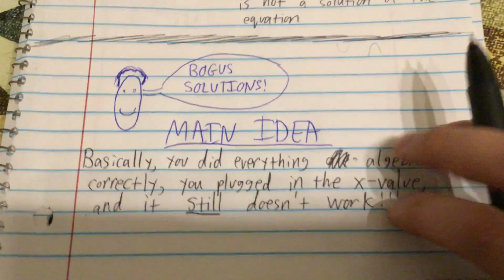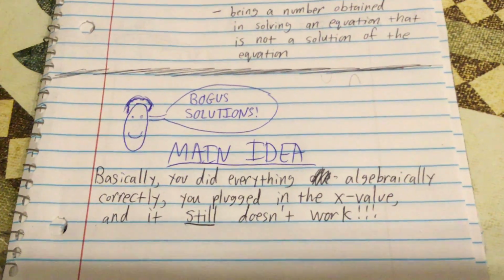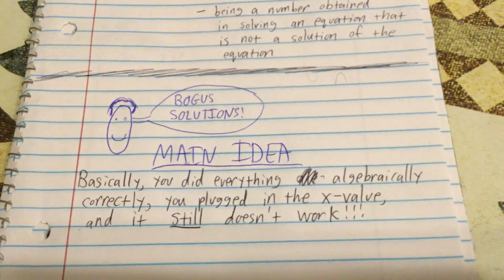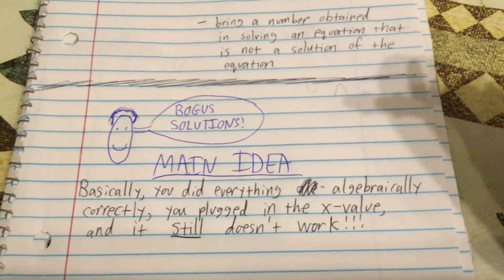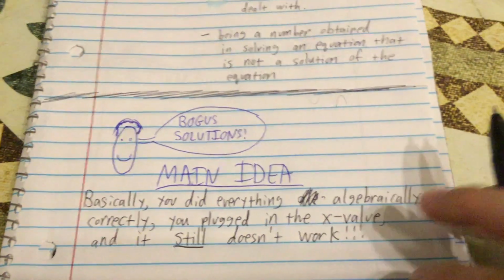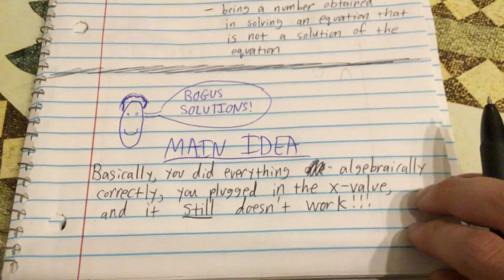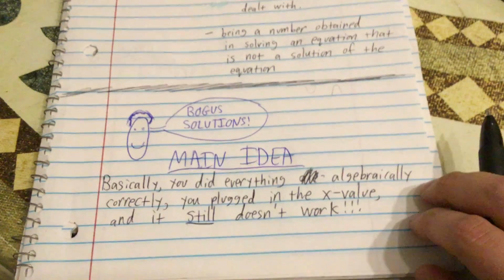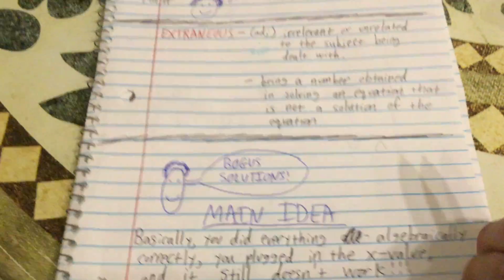But the main idea of that is basically you did everything algebraically fine. You followed all the rules. You took your vitamins, you said your prayers, you trained like a Hulkamaniac, but you plugged in those x values and it still doesn't work. So that's the thing. Even if you solved for x, you plug it back in and you say, hey, wait a minute, this doesn't work. So let's do some examples where it does work.